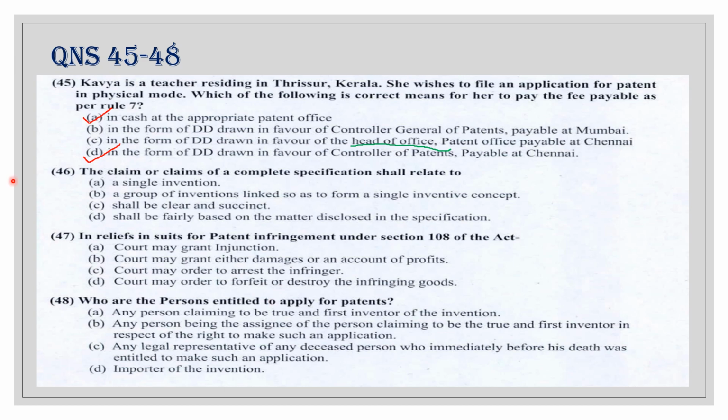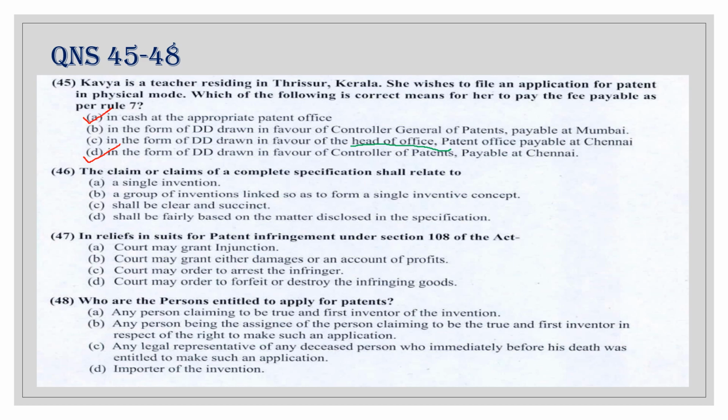Fine. Now question number 46. The claim or claims of a complete specification shall relate to: option A, a single invention; option B, a group of inventions linked so as to form a single inventive concept; option C, shall be clear and succinct; option D, shall be fairly based on the matter disclosed in the specification. Fine. So friends, the answer will be all the options.